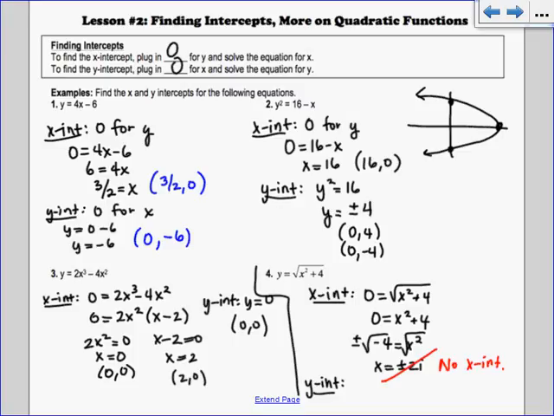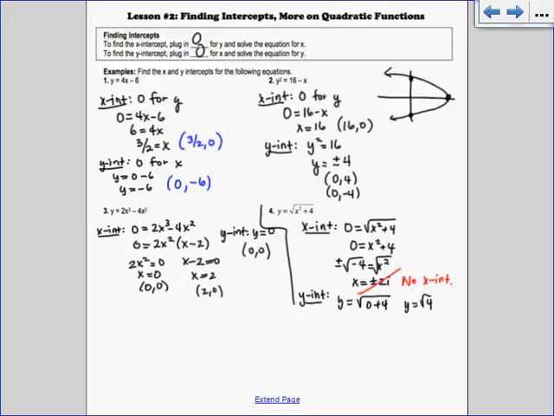We'll see. So if I plug in 0 for the x, I get y equals the square root of 0 plus 4, which is y equals the square root of 4. What is the square root of 4? 2. Is it plus or minus 2? No, it is not. This is what we call a principal root.